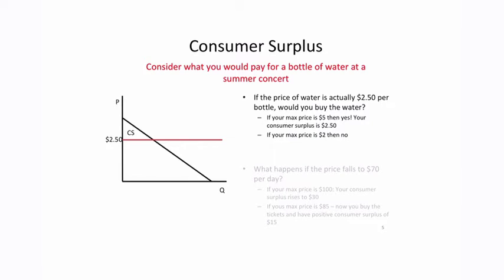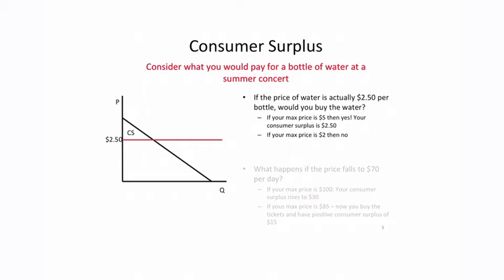Let's consider a situation where you are thinking about paying for a bottle of water at a summer concert. Summer concert, probably pretty hot, maybe you've been there all day and you're quite thirsty. How much would you pay for that bottle of water? So keep that in mind. If the price of water is actually $2.50 per bottle, would you buy the water? Well, if your maximum price is $5, then yes, you would pay. And you would benefit, and your consumer surplus would be $2.50.